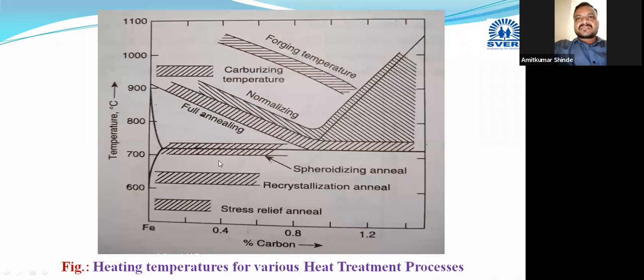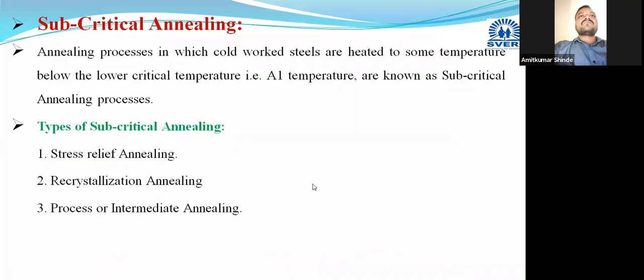And this is the spheroidizing. Just below A1 temperature, heating is done and it is slowly cooled. Here also the ductility of the material is improved. Then the last type of the annealing is subcritical annealing.